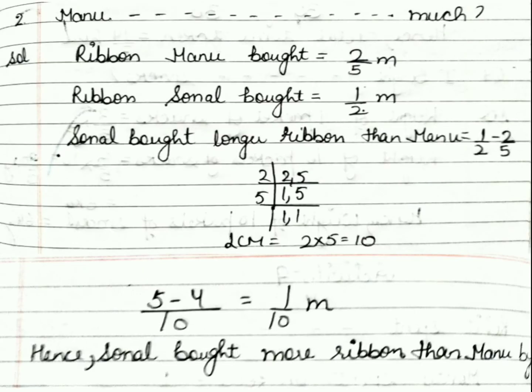So how do you write the line? Ribbon Manu bought 2 by 5 meter. Then ribbon Sonal bought, that is 1 by 2 meter. Then who bought more? Half is more than 2 by 5 meter. Keep this thing in mind. So Sonal bought longer ribbon than Manu. How much? 1 by 2 minus 2 by 5.